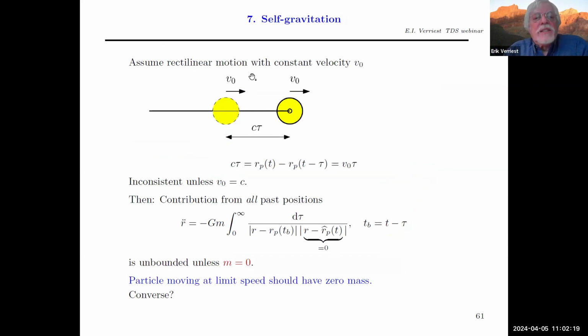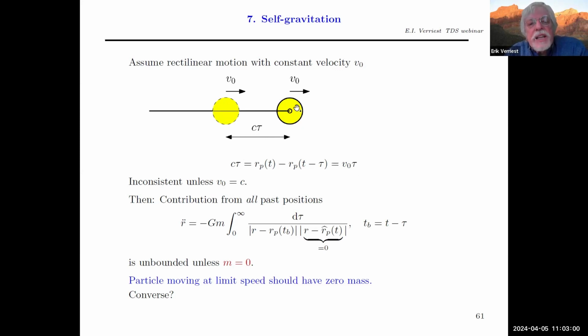Finally, let's look at the rectilinear motion of a particle with constant velocity, v naught. And we wonder, is there an effect from its own past position, its self-gravitation, that may affect it? Well, if we look at the state-dependent delay equation, then we would have this relation. So c is the propagation time of the delay, but that has to match the speed of the particle. So this cannot be satisfied unless v naught is equal to c.